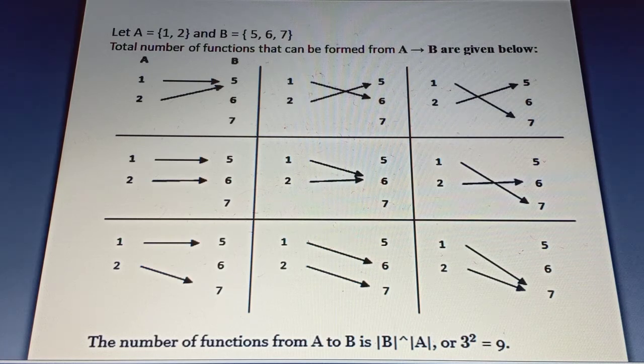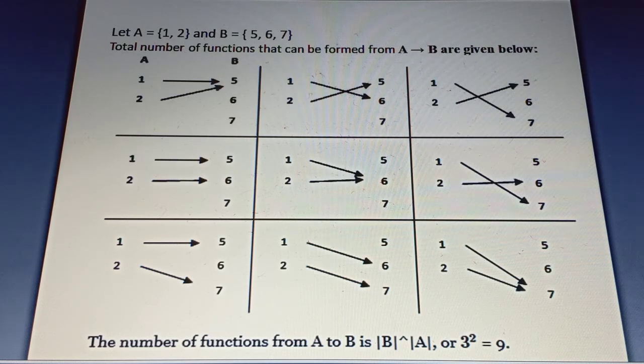Okay students, and there are some diagrams given. The first function possible is 1 to 5, 2 to 5. Here both domain elements 1 and 2 have the same image 5, but the domain elements are not repeated. Images may be repeated but domain should not be repeated. That is the condition of a function, so it is a function. Here the image of 1 is 6 and the image of 2 is 5. Here also domain is not repeated, so it is a function. This one is another function.